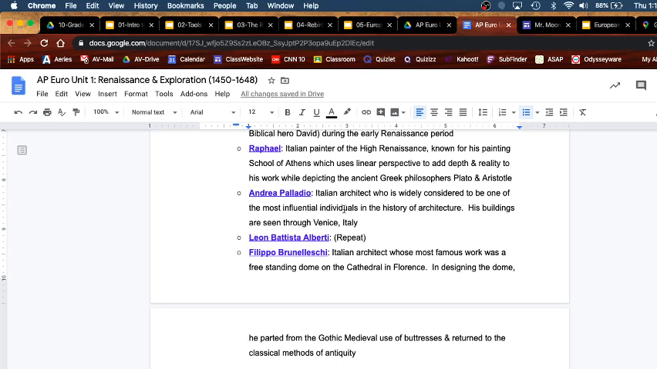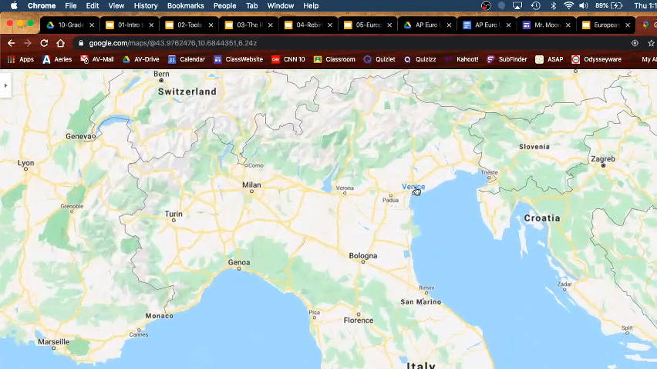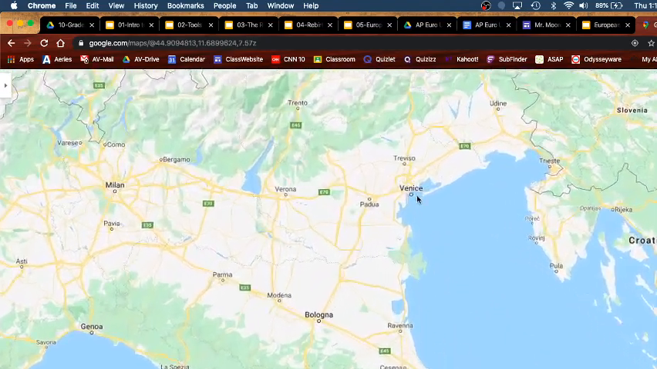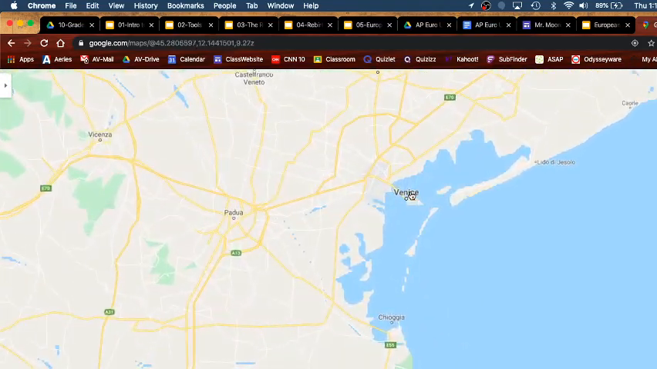Andrea Palladio, an Italian architect who is widely considered to be one of the most influential individuals in the history of architecture. His buildings are seen throughout Venice, Italy. So I'm going to zoom in here to Venice. It's a great place. You watched Spider-Man Homecoming. You saw a little bit of Venice.